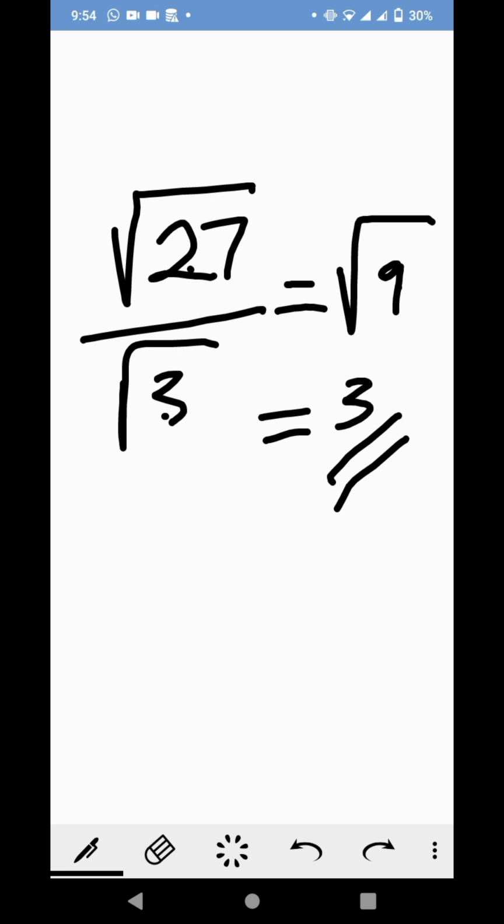So these are the basic rules of surds. We shall use these rules to solve examples in our next lesson. So I look forward to seeing you there.